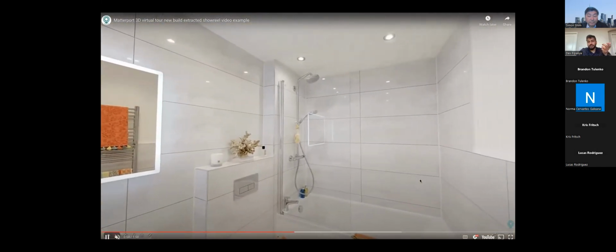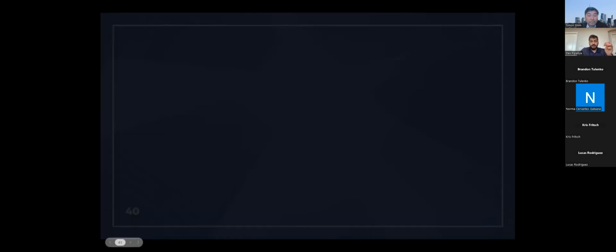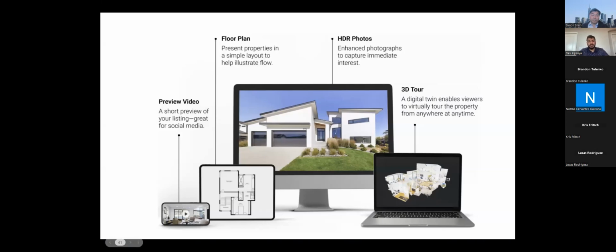Once you have this data, that's the real beauty of scanning it: once you have one scan, you can produce multiple things out of it. You can have a video, you can have a 3D model, you can have rendered images, and you can have a detailed floor plan for it.